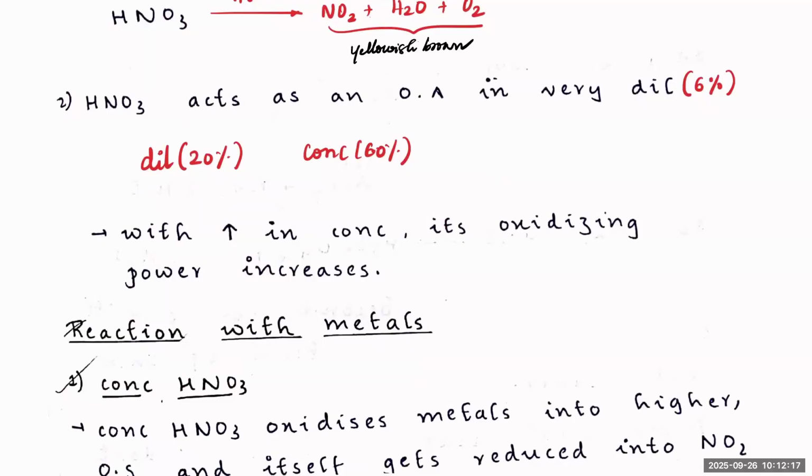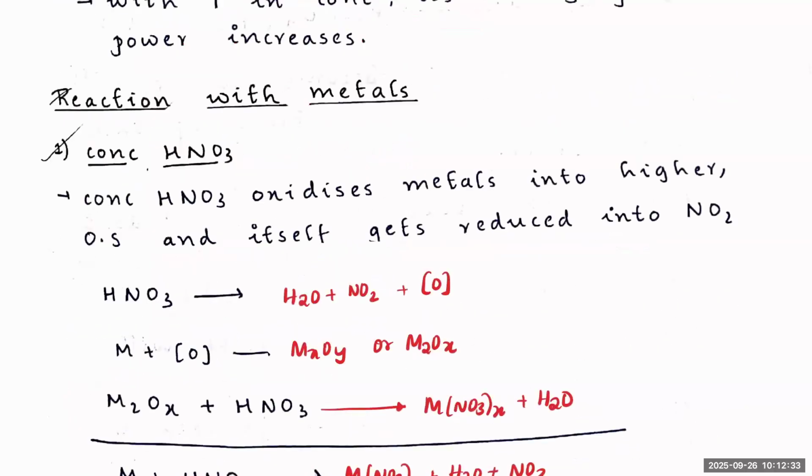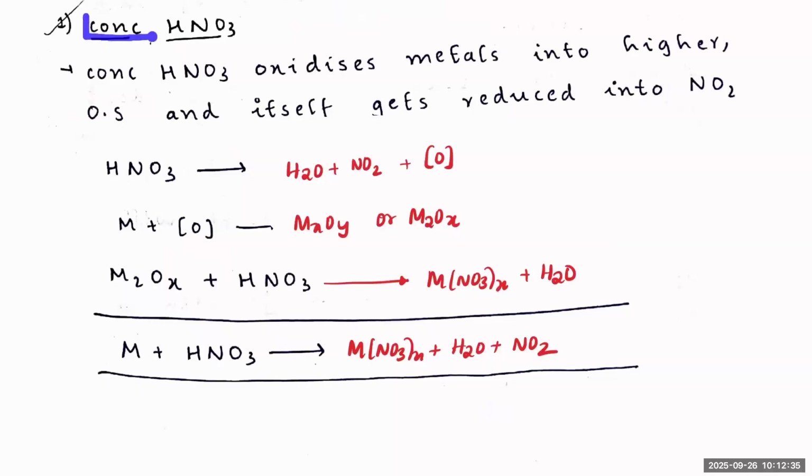Now, HNO3 acts as a very strong oxidizing agent, but its oxidizing nature keeps decreasing as concentration decreases. If it is at a dilute condition, around 6% by mass, its oxidizing power is less. 20% moderate, 60% high oxidizing power. So as concentration increases up to 98%, oxidizing power increases.